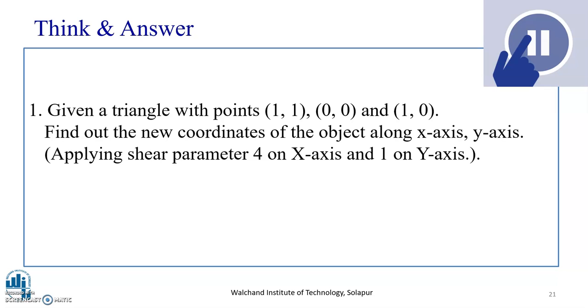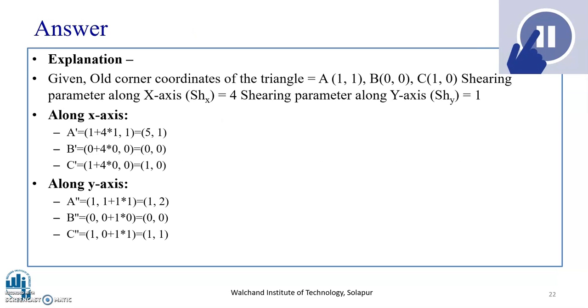On applying the matrix equation, we get the new coordinates for the triangle, that is A' B' C', as (5, 0), (0, 0), (1, 0) along the x-axis, whereas along the y-axis, where the shearing factor was 1, we get the coordinates A' is equal to (1, 2), B' is equal to (0, 0), C' is equal to (1, 1).